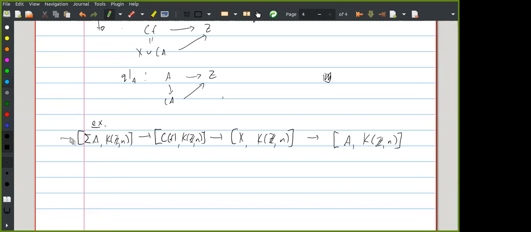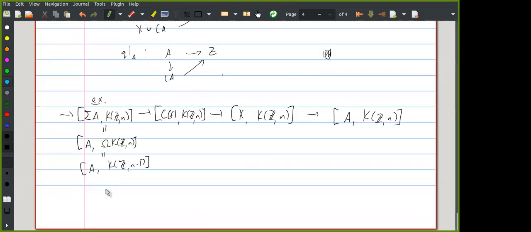Using the loop suspension adjunction, these terms with the suspensions in them can be written as things like maps from A into loops KZN. And loops KZN is the same as KZN minus one. So what this gives us is an exact sequence that looks like this.